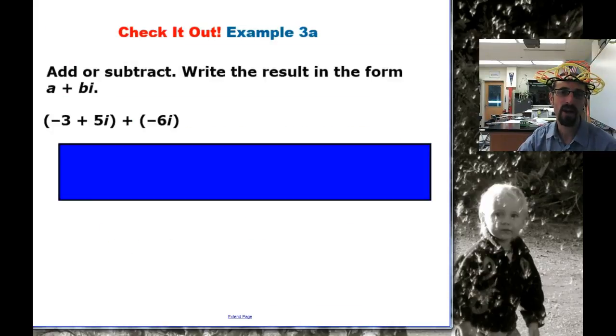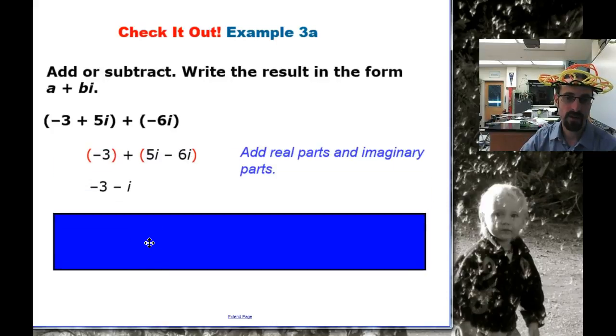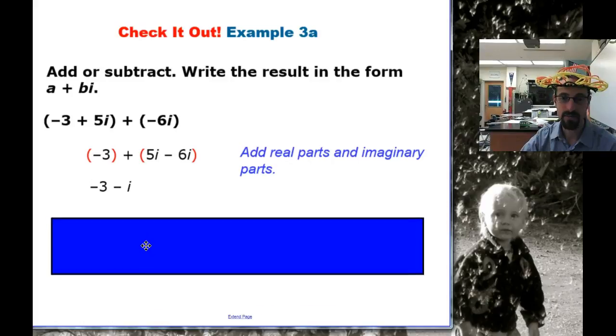So anyway, okay, so here's what I want you to do. Try this operation. Pause the video, tell me what you think. All right, you're back. And again, there's only a negative 3 real term, and you've got a 5i and a negative 6i, which leave you with a negative i.